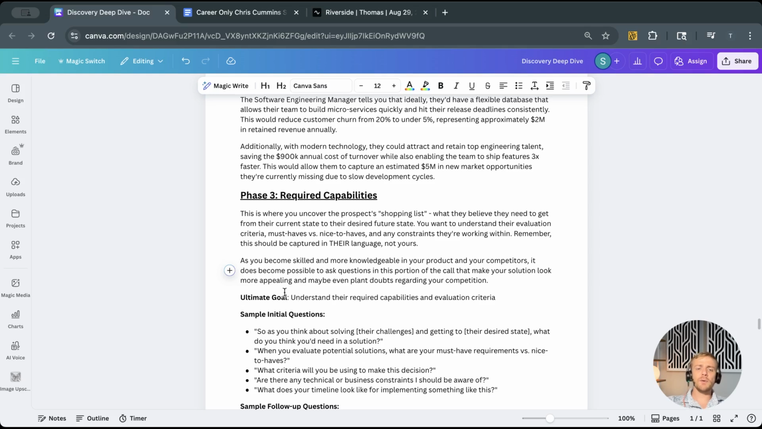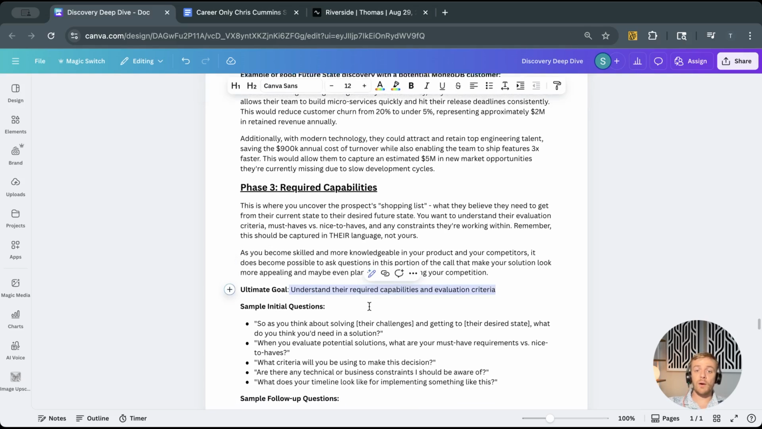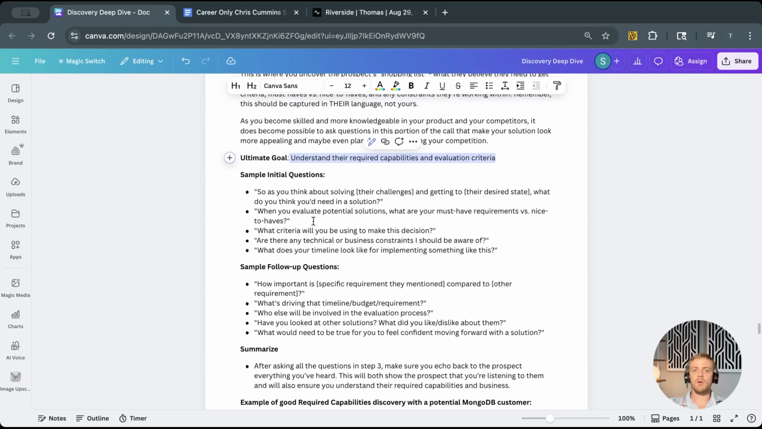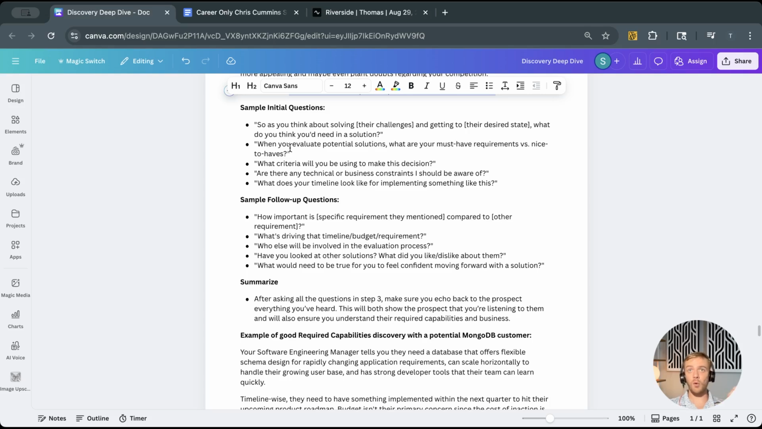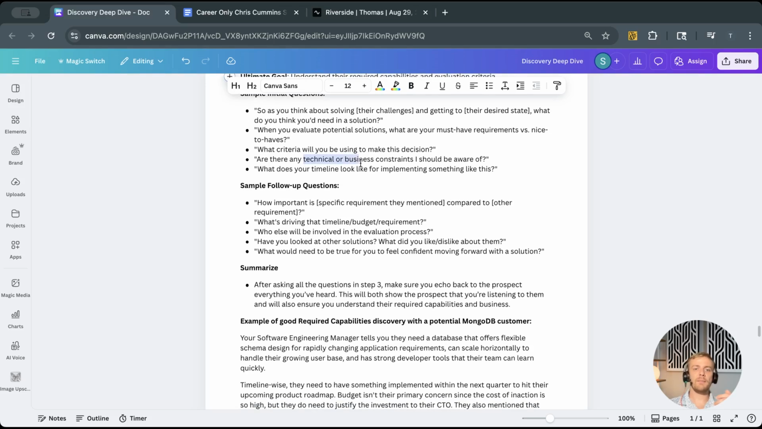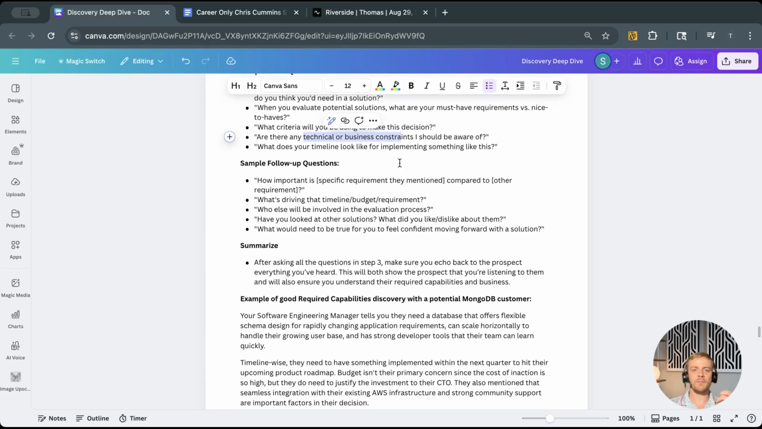So, anyways, the ultimate goal: understand the required capabilities and evaluation criteria. Sample initial questions might be: as you think about solving X, Y, Z, and getting from where you are today to where you want to be, what do you think you'd need in a solution? Let them tell you. When you evaluate potential solutions, what are your must-haves versus nice-to-haves? What criteria will you be using to decide which technology to go with? What does your timeline look like? Are there any technical or business constraints I should be aware of?